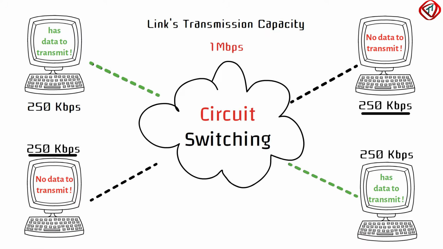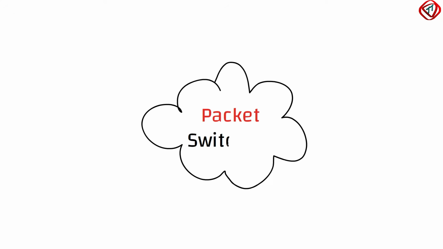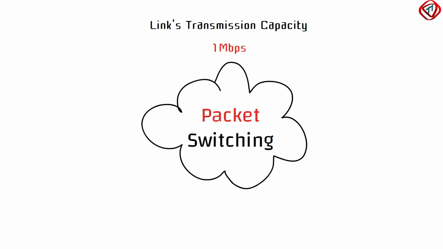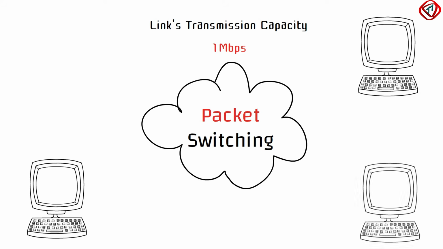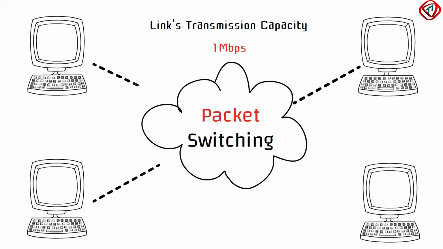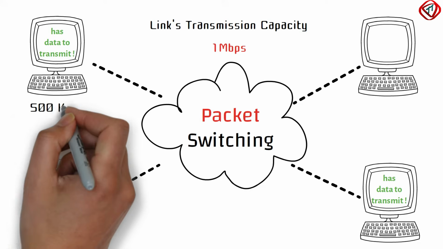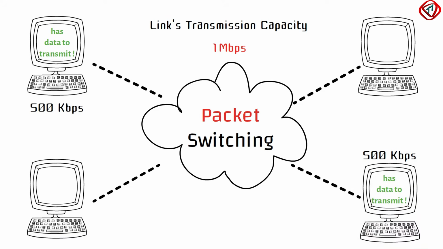any other ongoing communication. On the other hand, packet switching allocates the transmission capacity based on demand. If there are 4 devices present in the network, but only 2 devices have data to transmit, then the link's transmission capacity is shared among 2 devices only. So, packet switching offers better sharing of the link's transmission capacity than circuit switching.